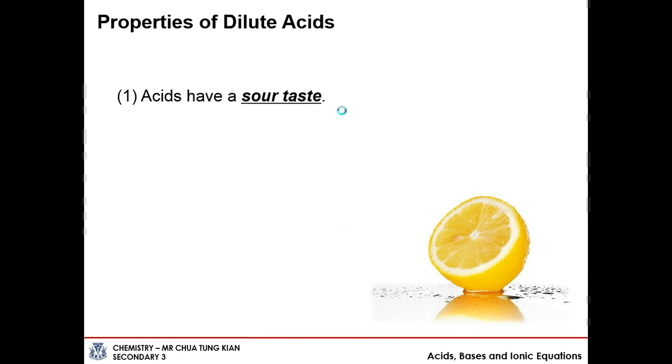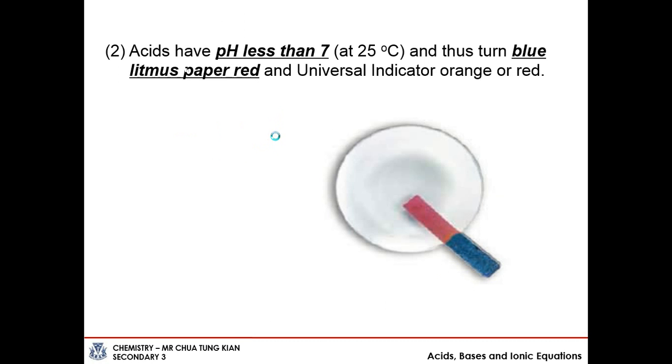So let's move on to some of the simple properties of dilute acids. You would probably have tasted a lemon your whole life. You will notice the lemon tastes sour. The sour taste from the lemon actually comes from the acid, citric acid, to be precise. So this is the acid which gives lemon the sour taste. The more sour the lemon, the more concentrated is the citric acid content in the lemon.